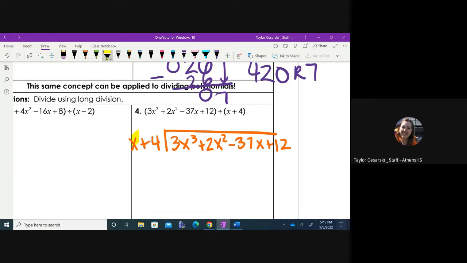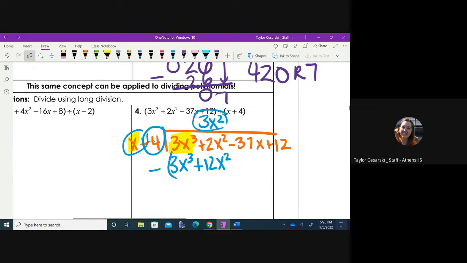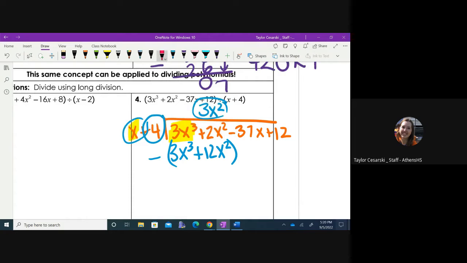So first thing you're going to do is think about how many times does x go into, or x times what will give me 3x to the third. And the answer to that question is 3x squared. So then I'm going to multiply both pieces. So 3x squared times x gives me 3x to the third. Then I need to multiply my second piece. So 3x squared times 4 is 12x squared. And then we're going to subtract, always subtracting. So 3x to the third minus 3x to the third is nothing. That should cancel out if you do it correctly. And then 2x squared minus 12x squared is negative 10x squared.